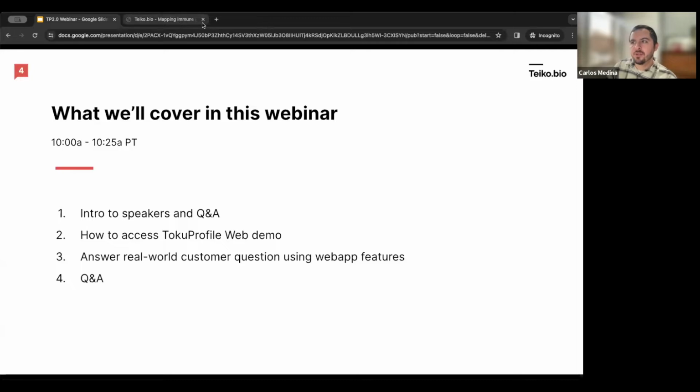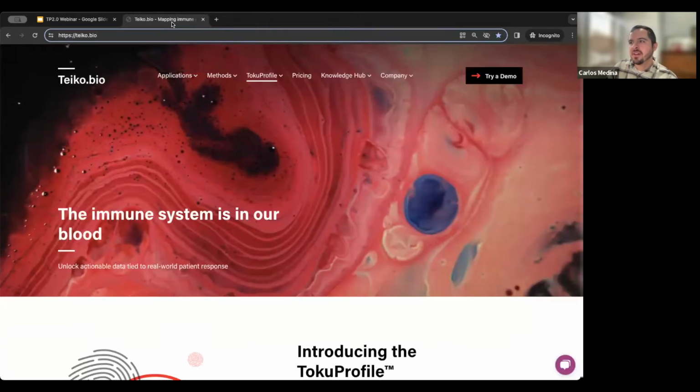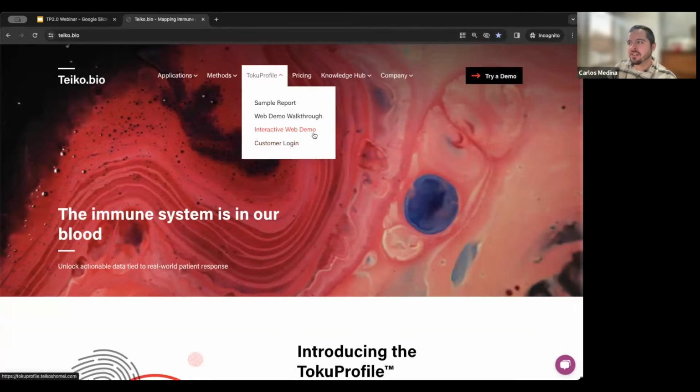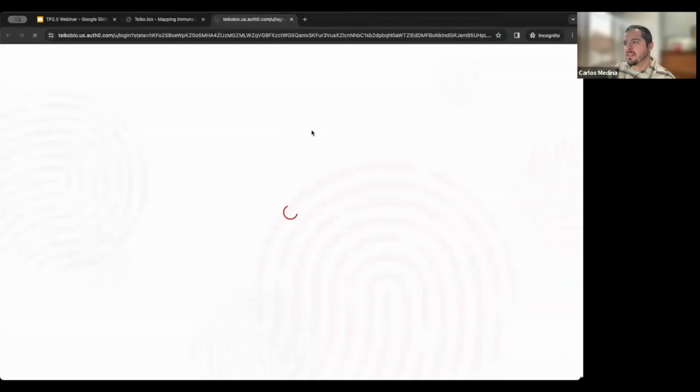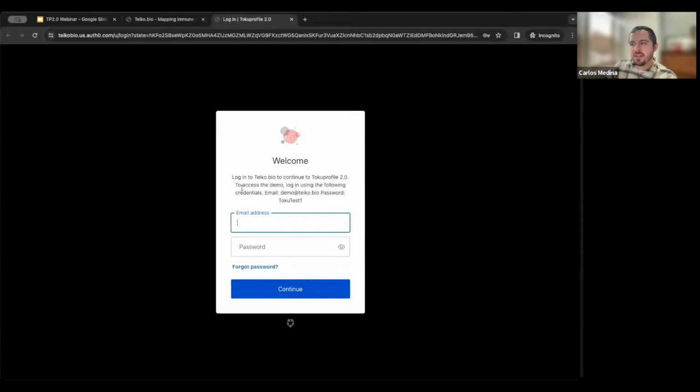To access the TokuProfile Web demo, you can go to our website, tako.bio, and in the TokuProfile tab at the top, just click on Interactive Web Demo. This will take you to a login page, and you can log in using the credentials we provided here. That's demo@tako.bio, and the password is tokutest1, which you can see here. And check the spelling.